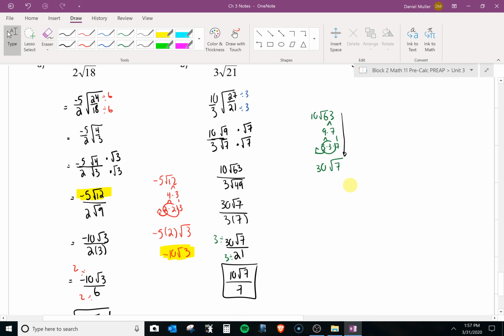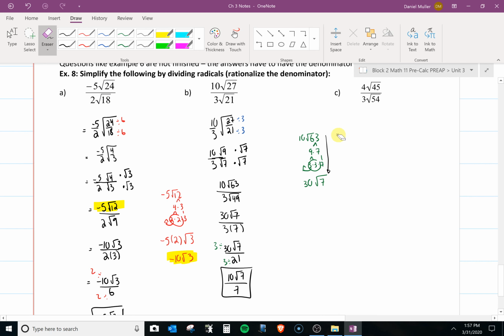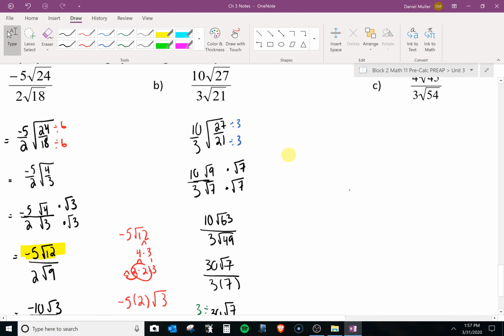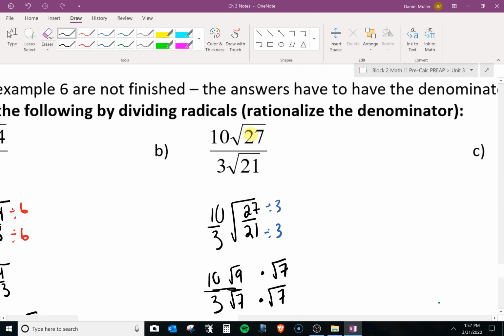I do want to acknowledge this is an incredible amount of work, and it's only going to become more work in the later chapters. So it's really important that you can rationalize something, but also that you can spot that, oh, I can simplify this.